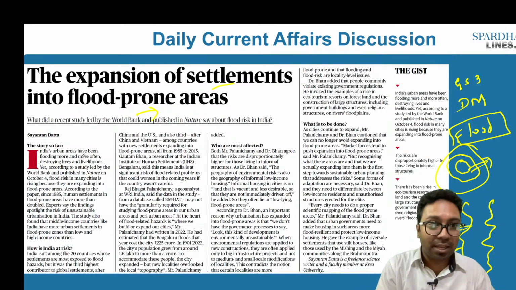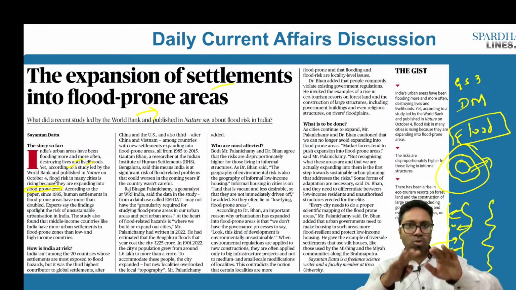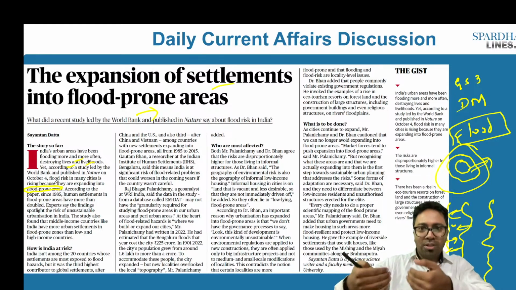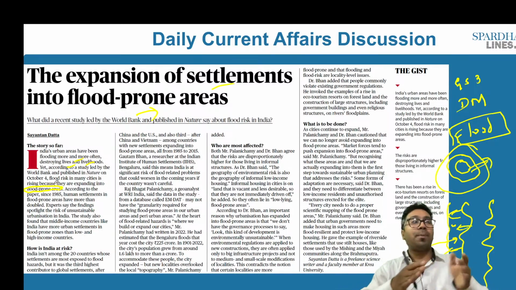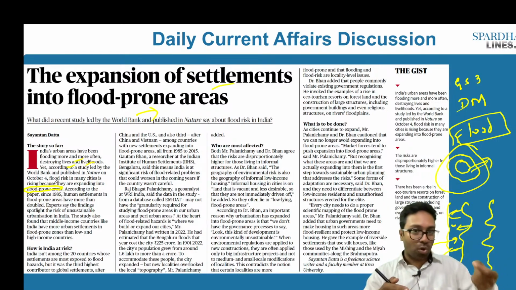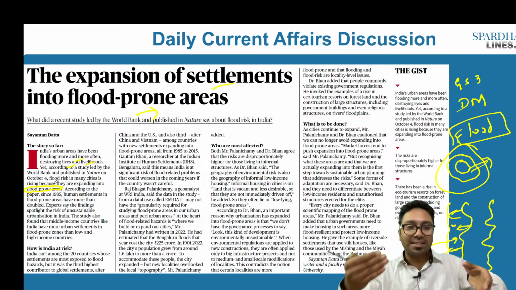India's urban areas have been flooding more often, destroying lives and livelihoods. Yet according to a study led by the World Bank published in Nature, flood risk in many cities is rising because they are expanding into the flood prone areas. Ideally, these areas were supposed to be floodplains, reserved for excessive flooding because they would have withstood the floods. But now they have been occupied by people, and as a result flood waters have been entering these regions, and people have been suffering as well.